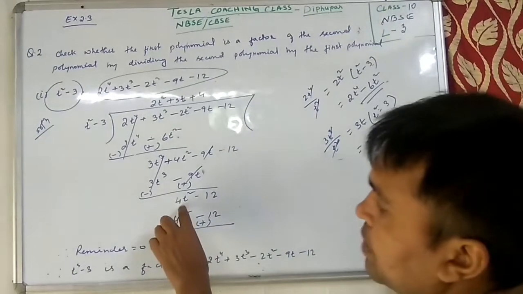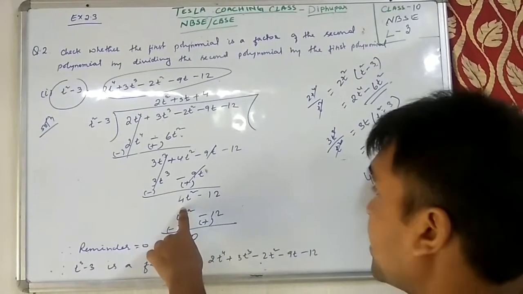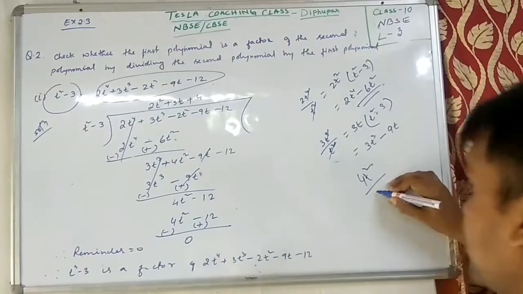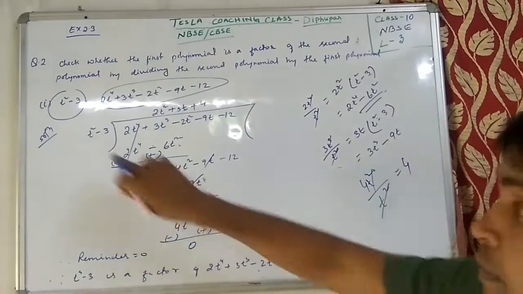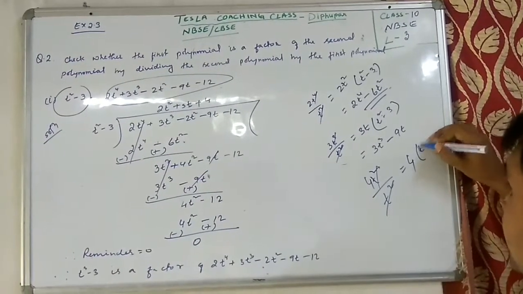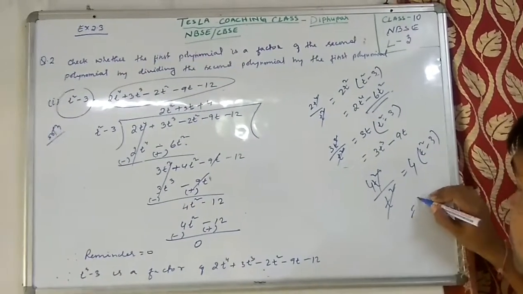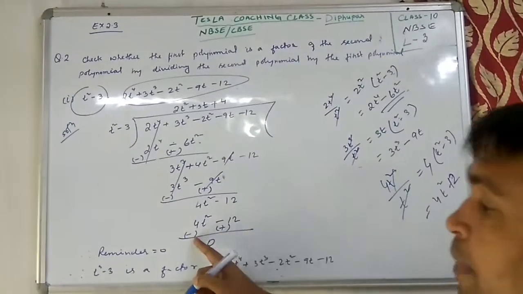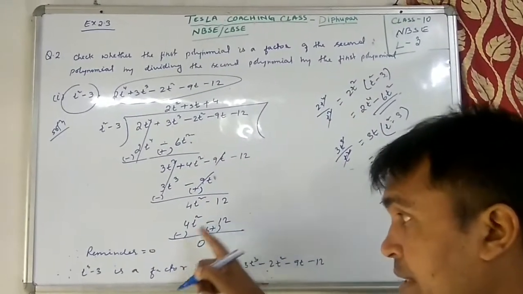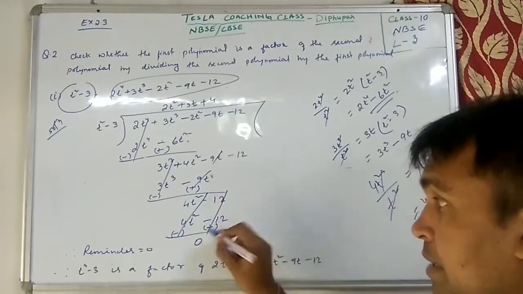So the next first term is what here? 4t square. And what is our first term here? t square. So the square term cancels. What is left? 4. With this 4 we have to multiply this one, that is t square minus 3. So it becomes 4t square minus 12. So we have written it. Minus, this is plus, so it becomes minus, then plus. The entire term is getting cancelled.